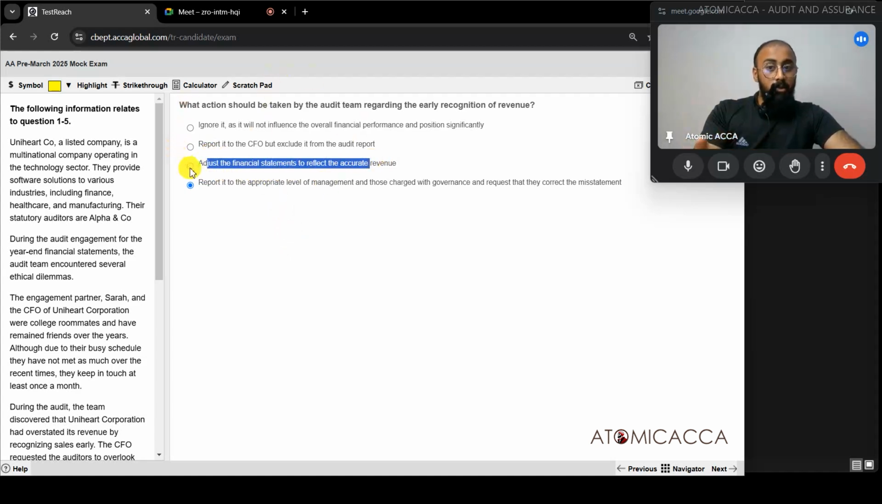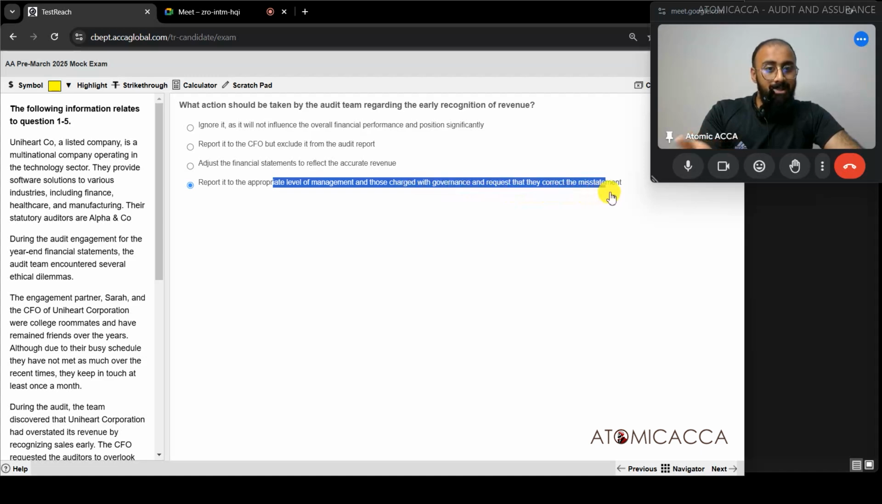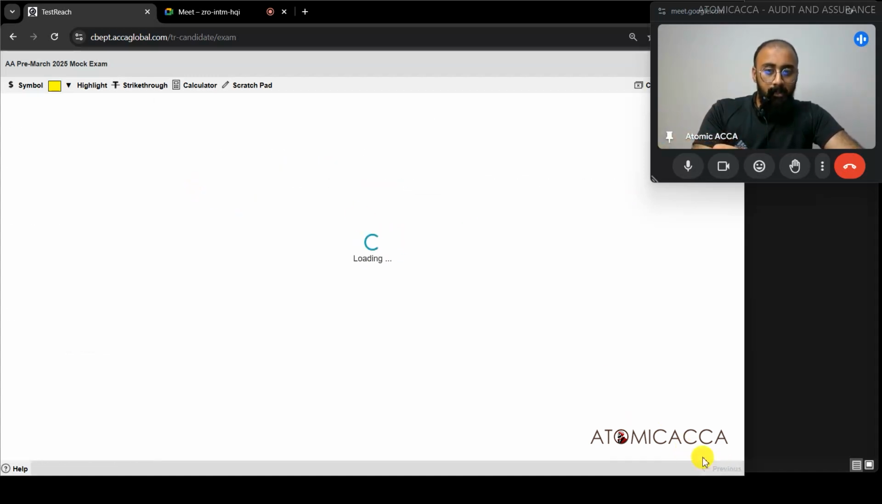Considering that 1, 2, 3 is wrong, by default, the fourth one is the answer, but let's have a read through it. Report it to the appropriate level of management and those charged with governance and request they correct the misstatement. So that looks fine, and that will be your answer. Third question.